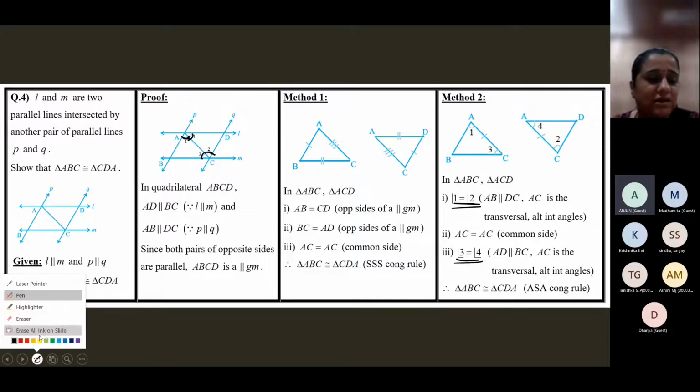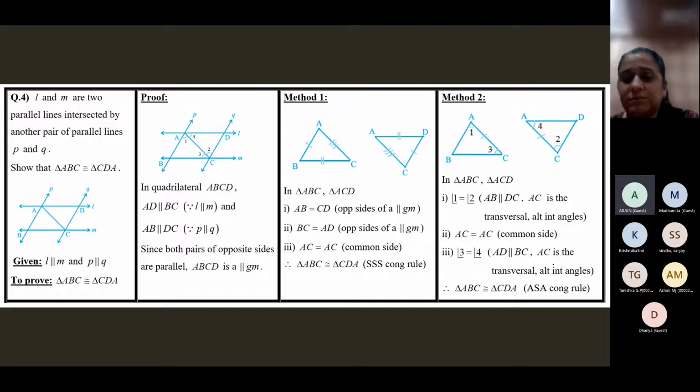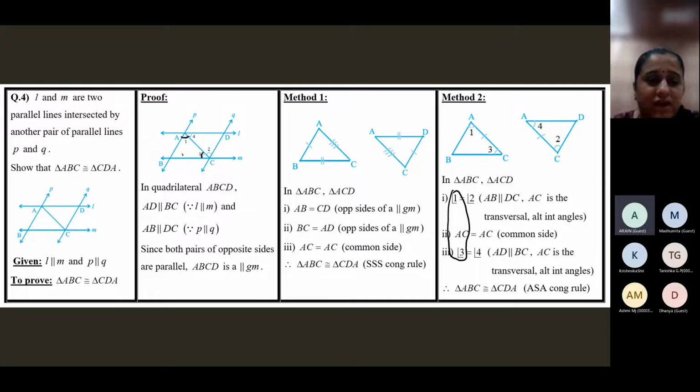Okay, so you can see the parallel lines and the transversal I've mentioned here. Now, for angle 1 and angle 3 of this triangle, AC is the included side. Similarly, for angle 2 and angle 4 of the second triangle, again AC is the included side. You can see here angle 2, angle 4, AC is the included side. And that is what we have mentioned. AC is equal to AC.